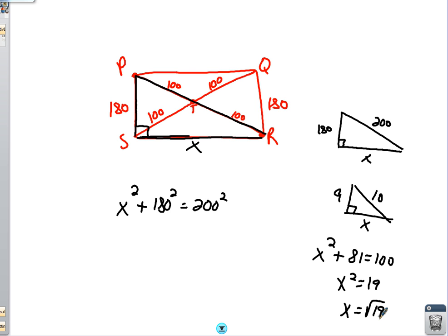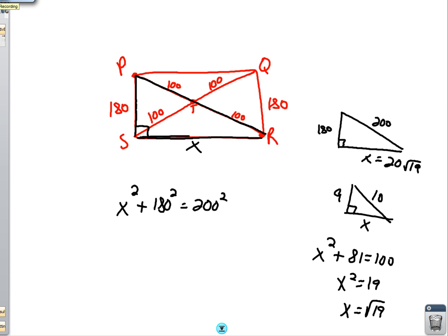So therefore, since we shrunk it, this is root 19. We shrunk it by a factor of 20. Let's blow it up by a factor of 20 now, and you'll get 20 root 19, if they ask you to find that. Any questions on how I did that? Much faster, much easier to use the smaller numbers.